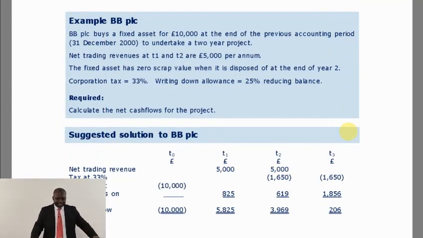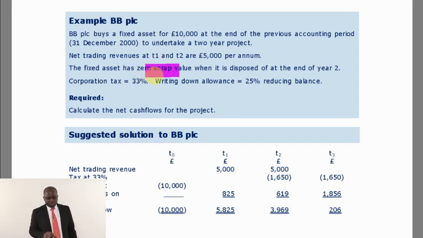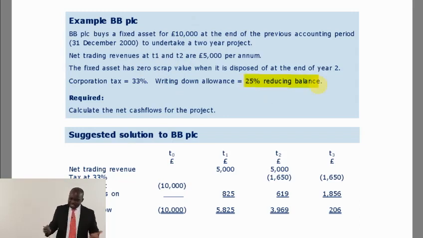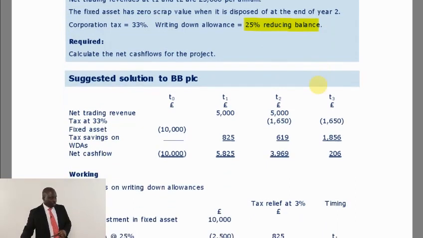BB PLC buys a fixed asset for 10,000 at the end of the previous accounting period to undertake a 2-year project. Net trading revenue for T1 and T2 is 5,000. The fixed asset has 0 scrap value when it is disposed of at the end of year 2. Corporation tax is 33%, and the written down allowance is 25%. Let's calculate the net cash flows.